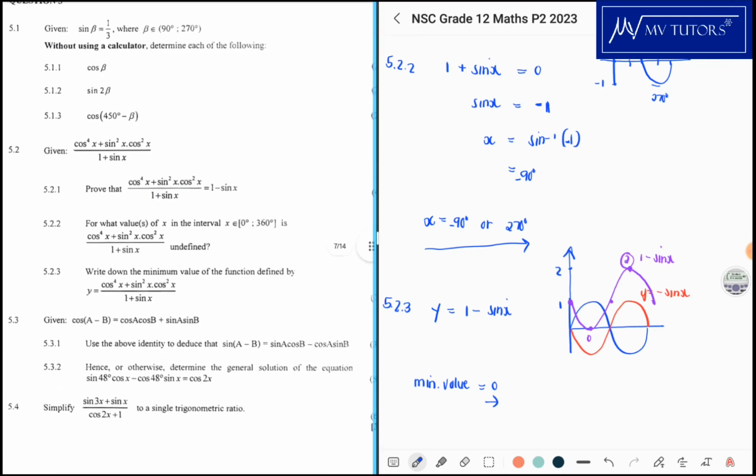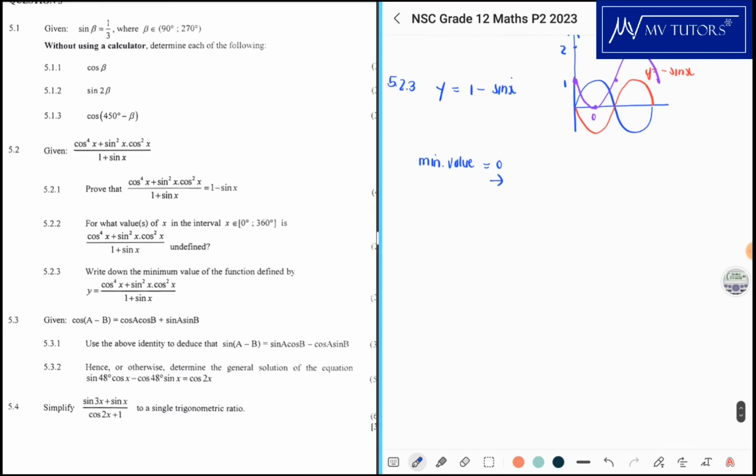And now 5.3. All right, 5.3. So given that cos A minus B is equal to cos A cos B plus sine A sine B, use the above identity to deduce that sine A minus B is equal to sine A cos B minus cos A sine B. Okay, so this is one of those proofs that you need to know.